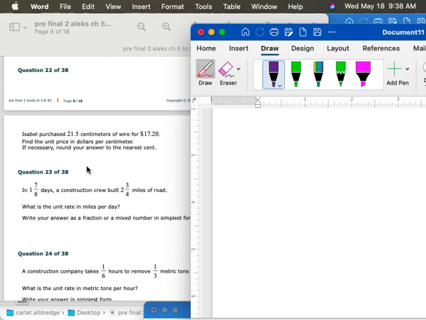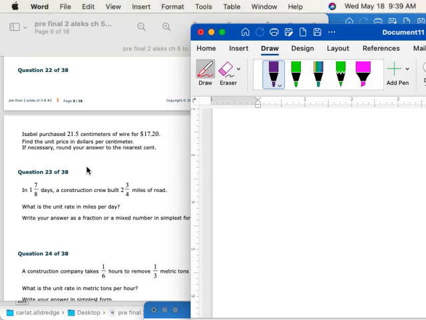Isabel, number 22. Isabel purchased 21.5 centimeters of wire.